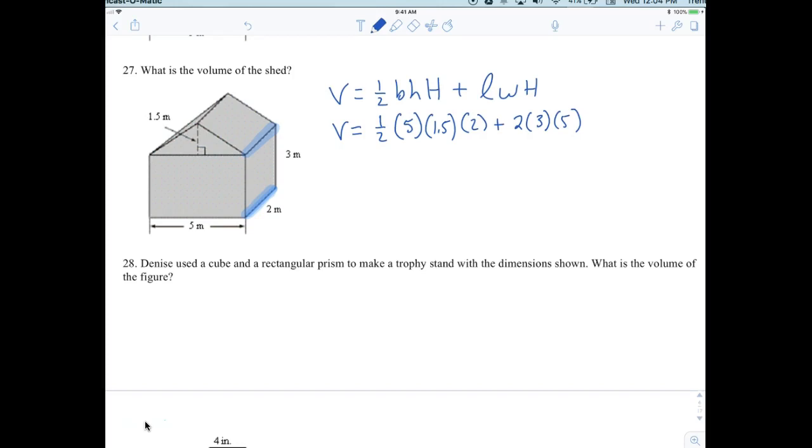And again, does it really even matter where you put the numbers? No, because you're multiplying them. All right? So again, type it straight in for me. Volume is equal to... Oh, I got 37.5. Meters what? Meters cubed. Am I good? All right.